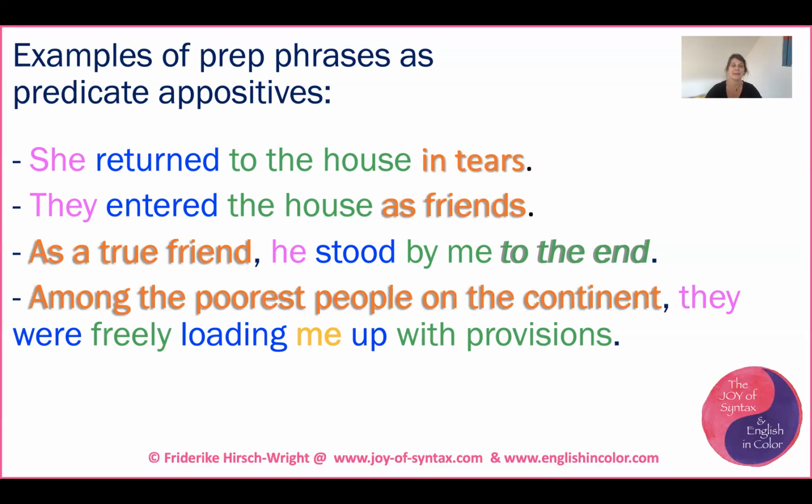Now, these types of prepositional phrases that function as predicate appositives often dangle. I hope you still remember what a dangler is. A dangler is a part of a sentence that is not properly connected to the remainder of the sentence. And I'll provide an example for you here.